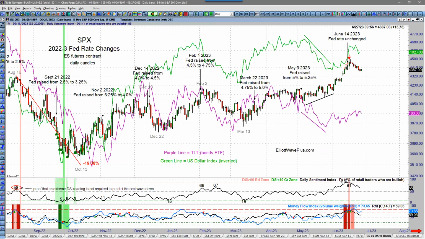And a much more effective indicator during all of this has been sentiment. And the fact that we got a 91 DSI right here was much more important information than all this Fed speak.